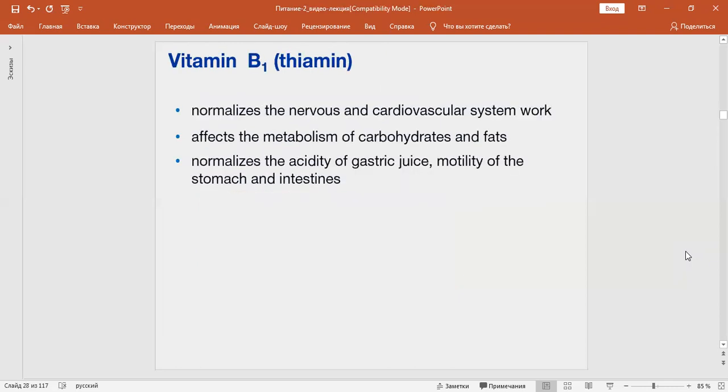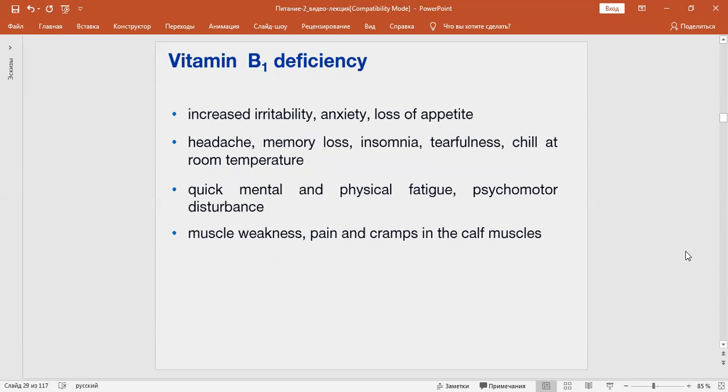The next vitamin is thiamine. Vitamin B1 normalizes action of the nervous and cardiovascular systems, maintains the metabolism of carbohydrates and fats, normalizes the acidity of gastric juice and motility of stomach and bowel. Thus, due to thiamine deficiency, nervous system disorder is manifested in increased irritability, anxiety, loss of appetite, headache, memory loss, insomnia, tearfulness. Insufficient intake of thiamine affects the metabolism of carbohydrates and fats. That is manifested in the chilly sensation at room temperature, quick mental and physical fatigue.